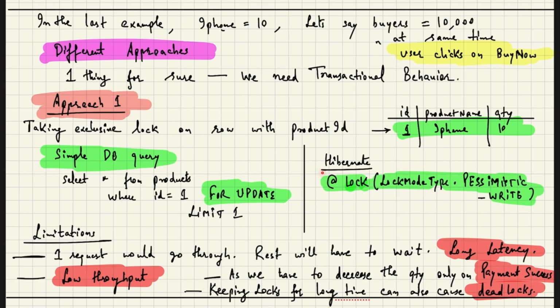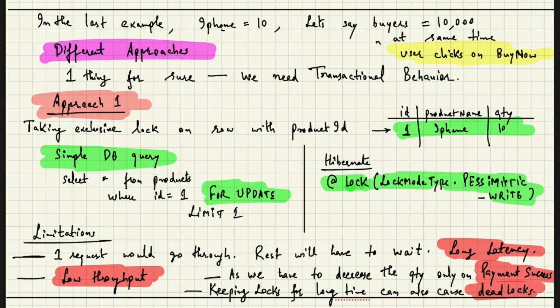A similar replacement of this database query you can easily do at the Hibernate level. For example, with the @Lock annotation, you need a pessimistic lock, right? Because the user is quite pessimistic about acquiring an item for purchasing. So here we need a pessimistic lock, right? Because the quantity has to be decreased in a consistent fashion.